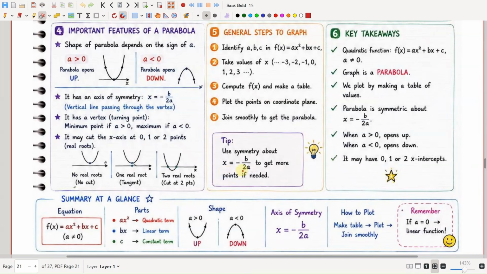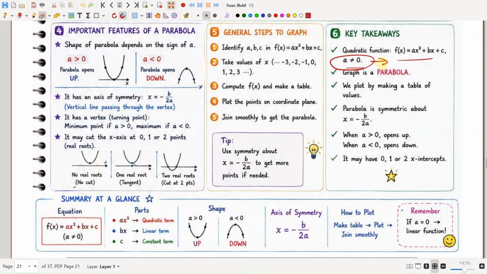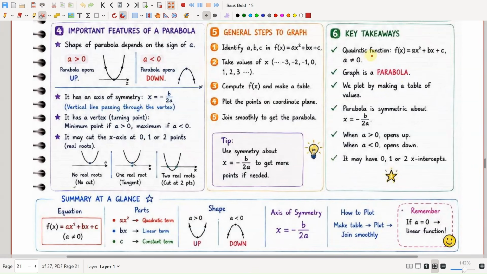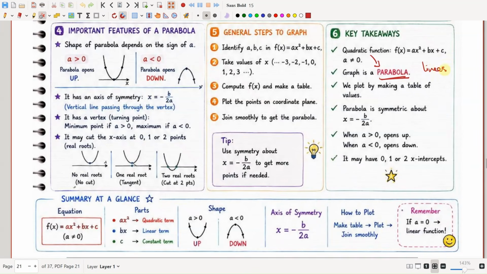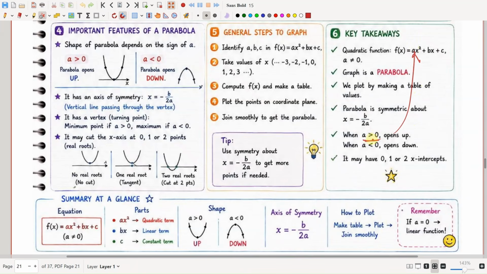So in this slide, we have seen the quadratic function generic form and why we should not take a is equal to 0. And we know the graph for a quadratic function is a parabola, and the graph for a linear function is a straight line. Okay, and we plot by making a table of values. The axis of symmetry for a parabola will be x is equal to minus b by 2a, and if the value of a in this form is greater than 0, then it opens upward, and if it is less than 0, then it will open downward.